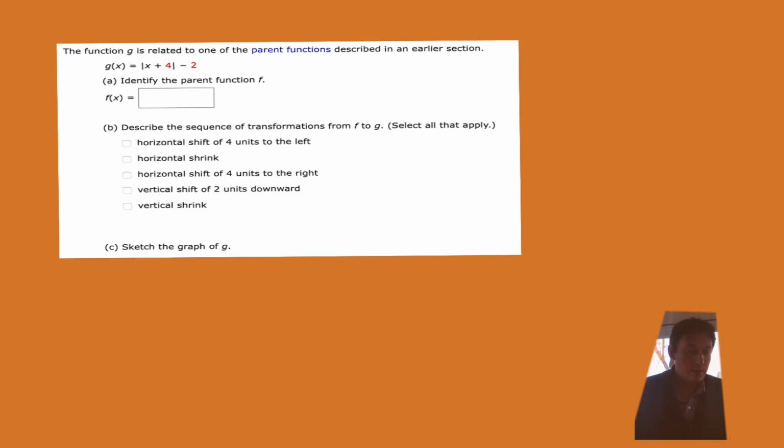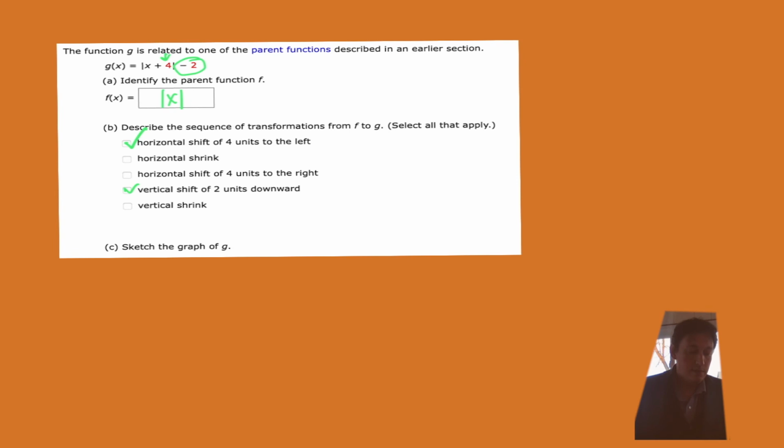And the next question, it's the same type of question. What is the parent of this function? Well, here we have an absolute value of x. We have down 2 on the outside, that's a vertical shift, 2 units downwards. And then we have 4 on the inside, and the 4 on the inside again is going to move it opposite of what you would think, so it's going to move it to the left. It's a horizontal shift, 4 units to the left.